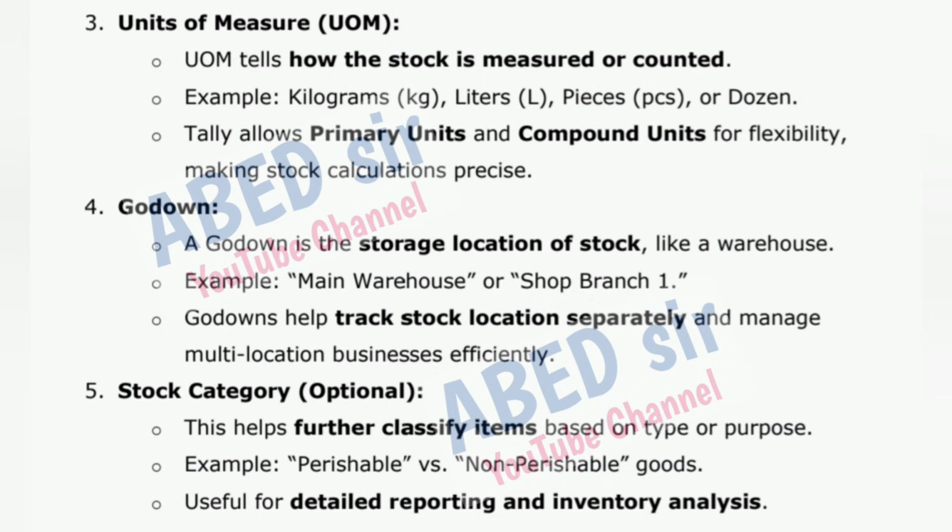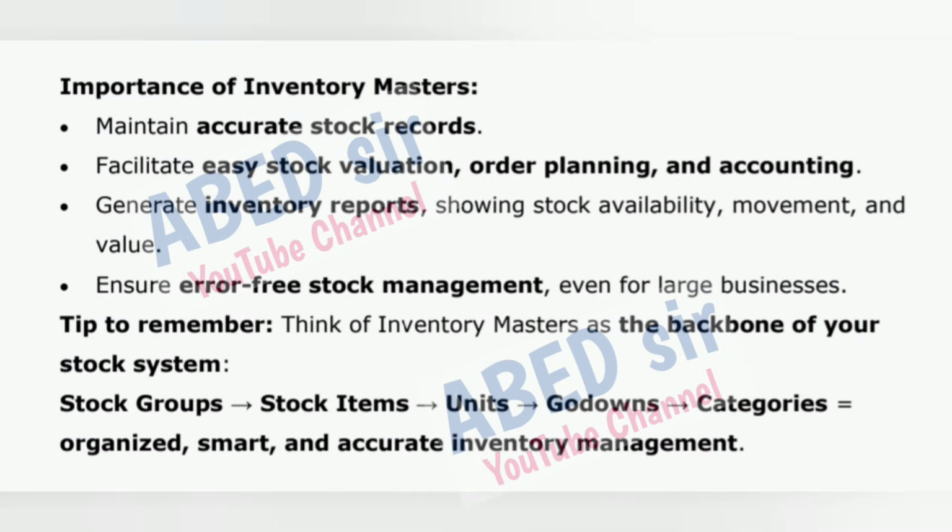5. Stock category, optional. This helps further classify items based on type or purpose. Example, perishable versus non-perishable goods. Useful for detailed reporting and inventory analysis. Importance of inventory masters: Maintain accurate stock records. Facilitate easy stock valuation, order planning, and accounting. Generate inventory reports showing stock availability, movement, and value. Ensure error-free stock management, even for large businesses.